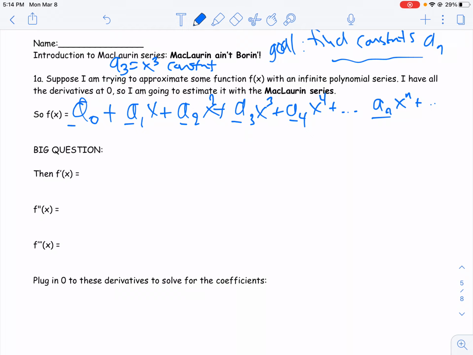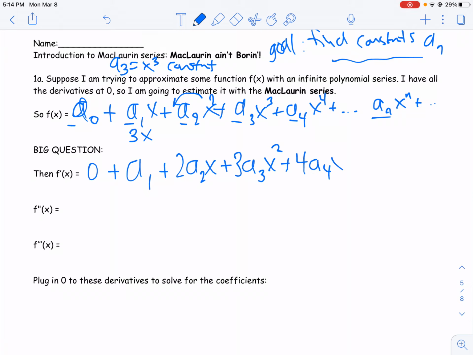When we take a derivative, the derivative of a sub 0, of course, is just 0. It's a constant. The derivative of a sub 1 times x is just a sub 1. When I take the derivative of a sub 2 x squared, the 2 comes down, so it's 2 times a sub 2 x. For the next one, the 3 comes down, so it's 3 times a sub 3 x squared. The next one, the 4 comes down, so that's 4 a sub 4 x cubed. And for the general term, remember a sub n is a constant, so we bring the n in front. It's n times a sub n times x to the n minus 1.